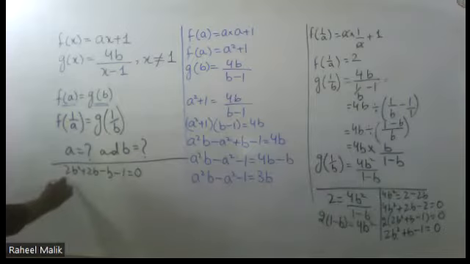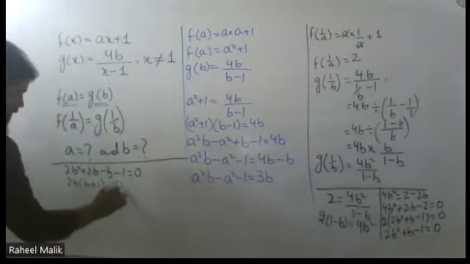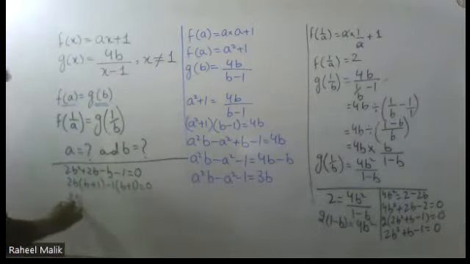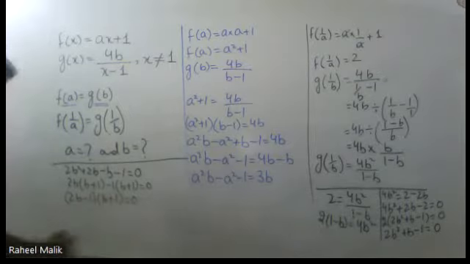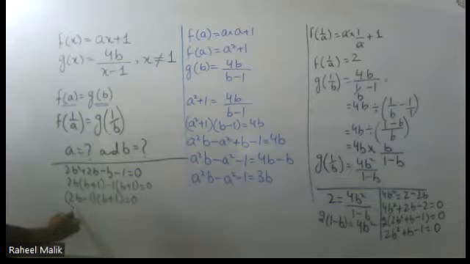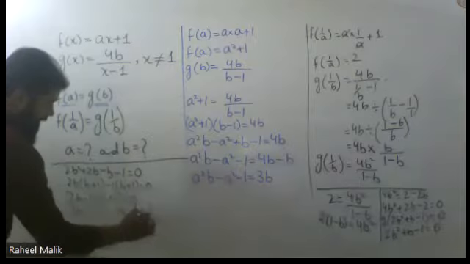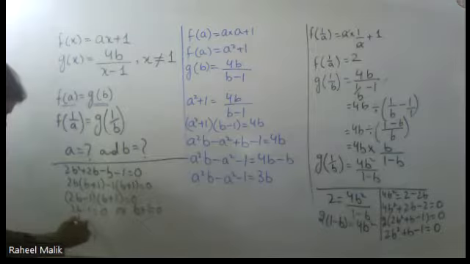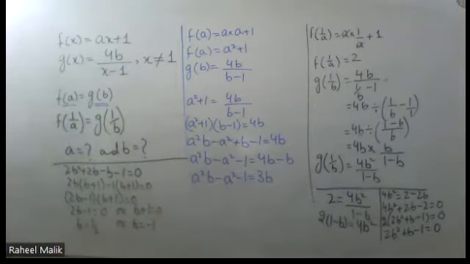Simplifying it. 2b common, b plus 1, minus 1 common, b plus 1 equals 0. So 2b minus 1, b plus 1 equals 0. So 2b minus 1 equals 0 or b plus 1 equals 0. So the value of b is coming 1 over 2 or b equals minus 1.